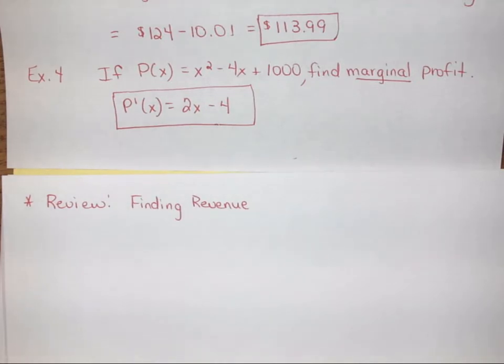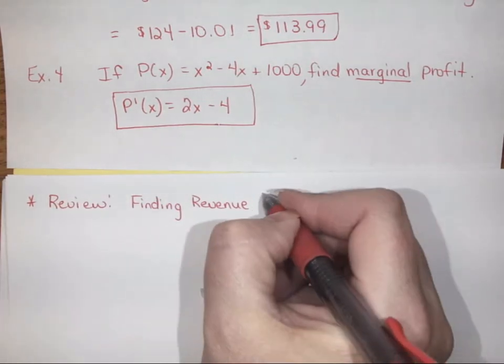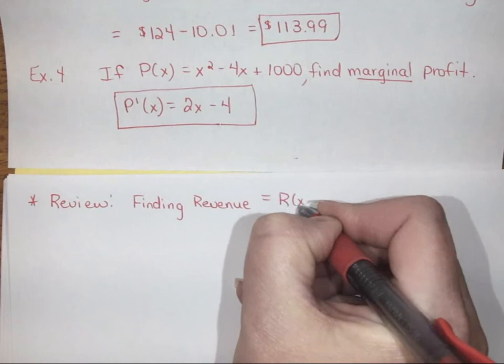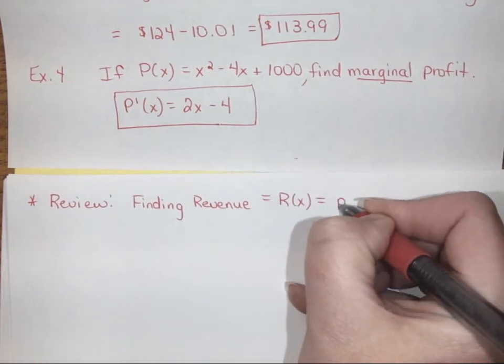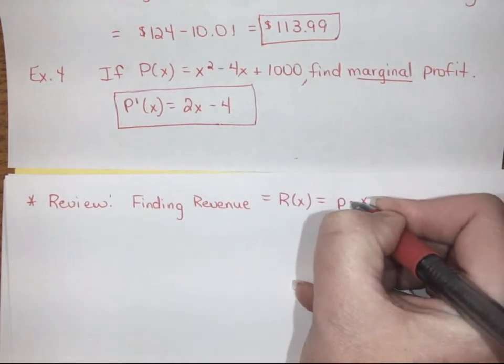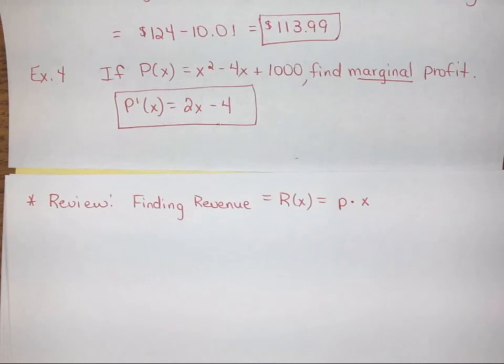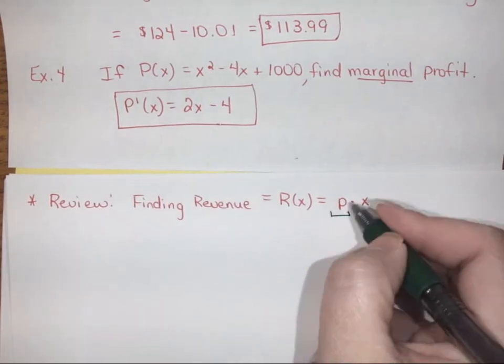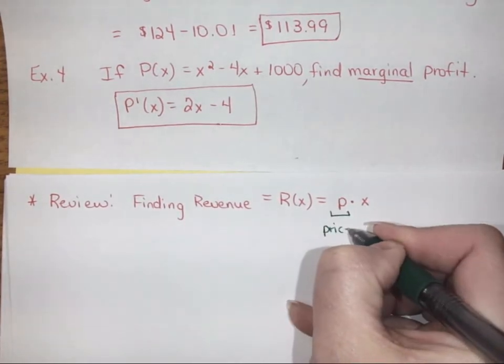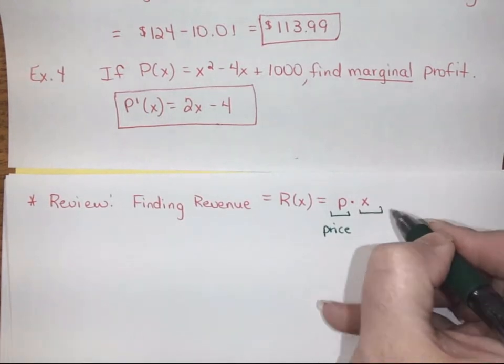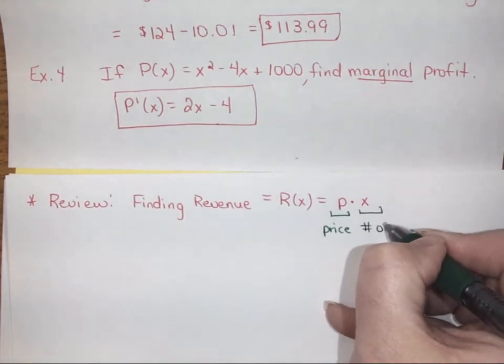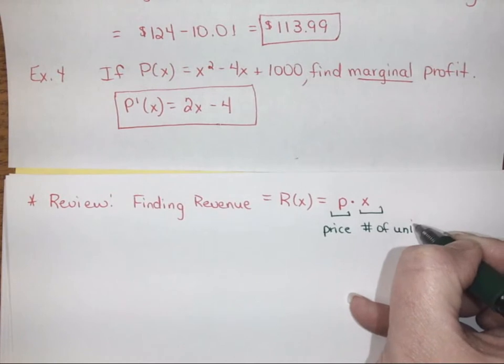I would need to know, what am I selling my t-shirts for, right? Like, what am I bringing in per t-shirt? And then how many t-shirts am I selling? So revenue in general is always price times quantity. Okay. Notice little p in economics almost always means price. Capital P means profit, so you need to make sure you distinguish between the two. And then x is just representative of the number of units.